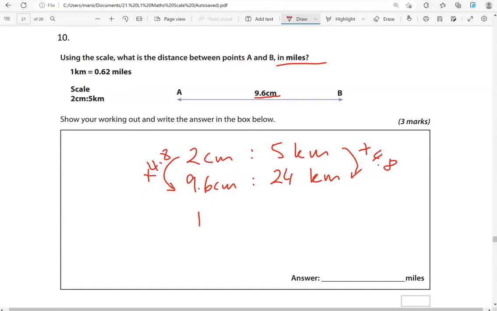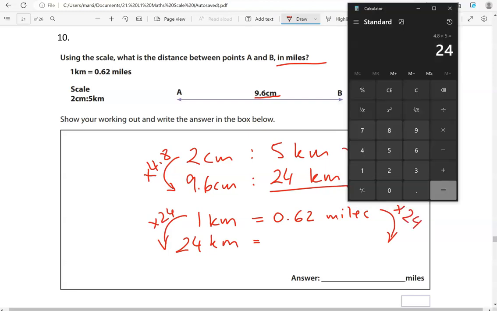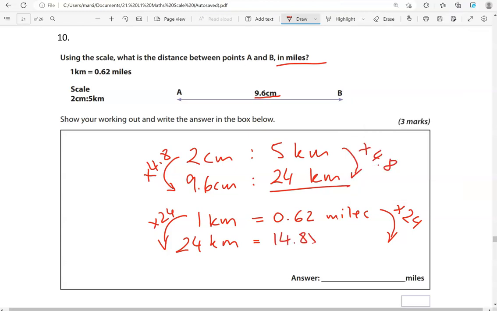So we know that 1 kilometer is equal to 0.62 miles. What about 24 kilometers? So 1 times 24 gives us 24. So we'll do the same on the other side. So 24 times 0.62 gives us 14.88 miles.